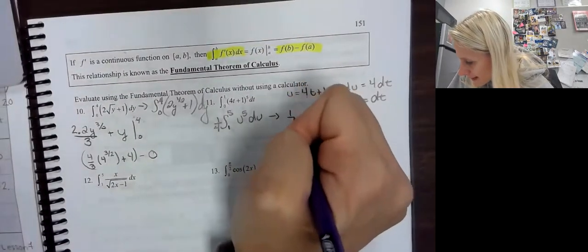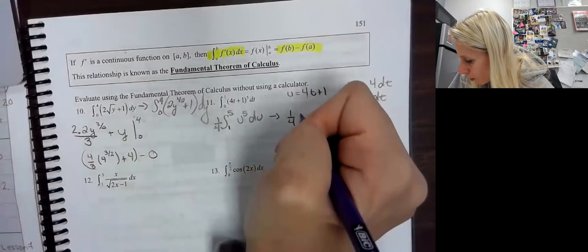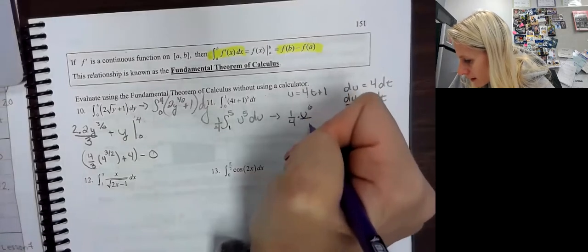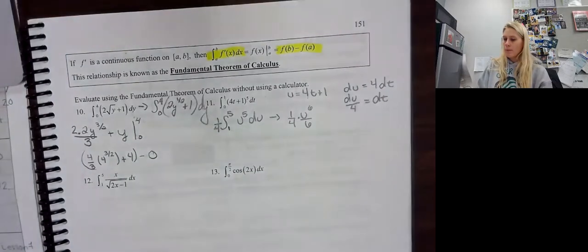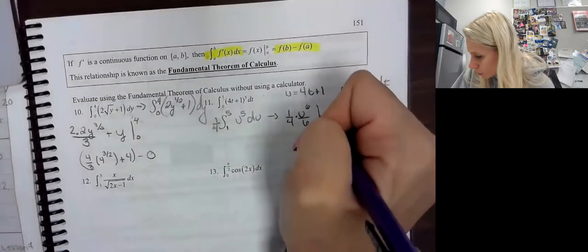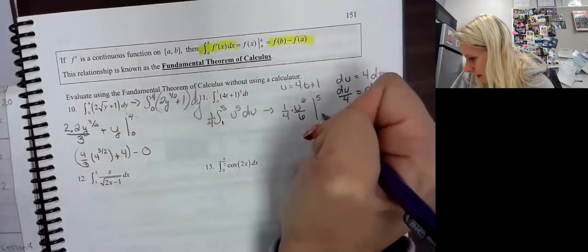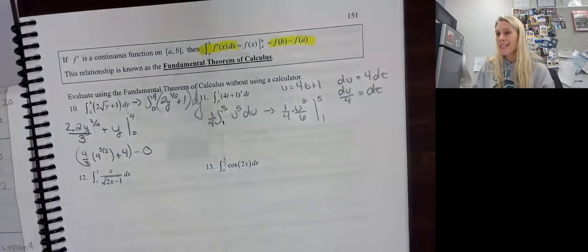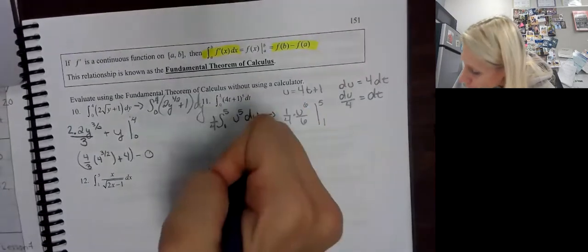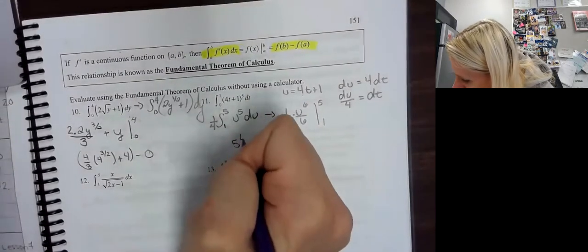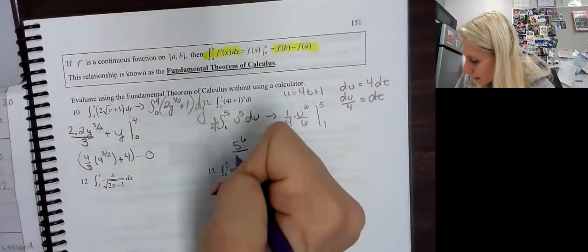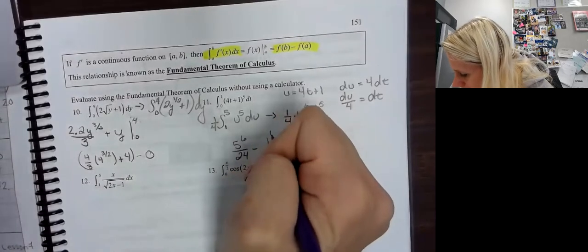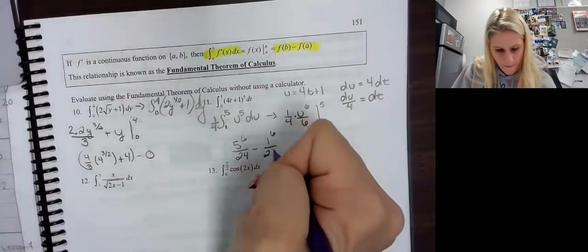So that 1/4 stays. Now I have my power rule of u to the 6th, and I divide by that exponent. And my boundaries being 5 and 1. Now I just have to plug my upper boundary minus my lower boundary. So I have 5 to the 6th over, well, 4 times 6 is 24, minus 1 to the 6th over 24.